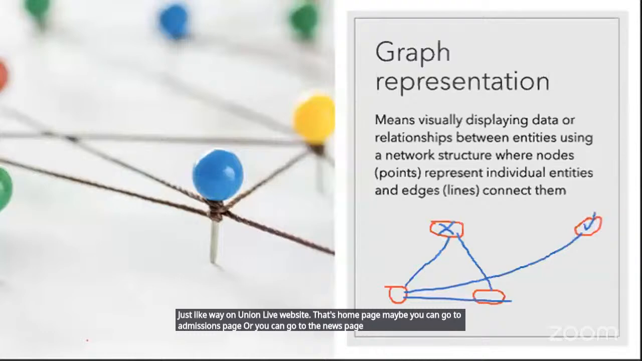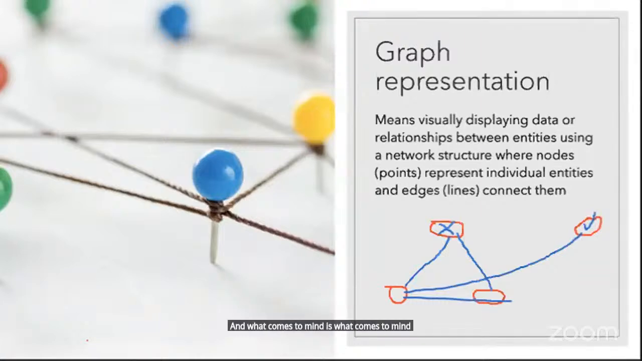So these are information, concepts, ideas, and they are being represented using graph. And what comes to mind is relationships. And relationships are the links linking the nodes, the vertices.